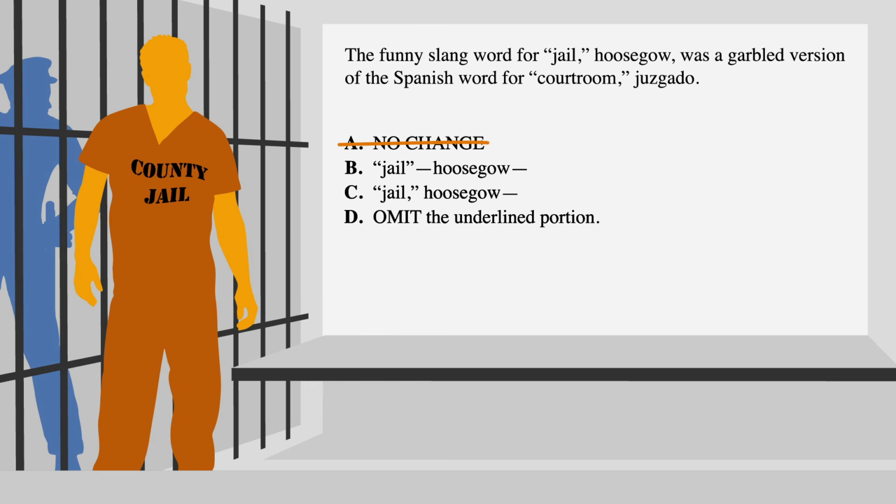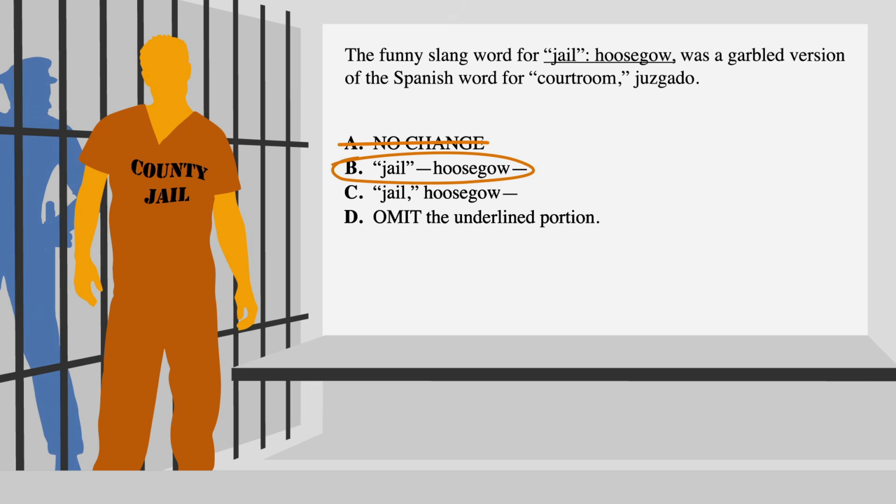We can test this by swapping the dashes for commas. Our sentence would be, the funny slang word for jail, juzgao, was a garbled version of the Spanish word for courtroom, juzgado. This is also a correct use of commas. Look no further because this is the right answer.